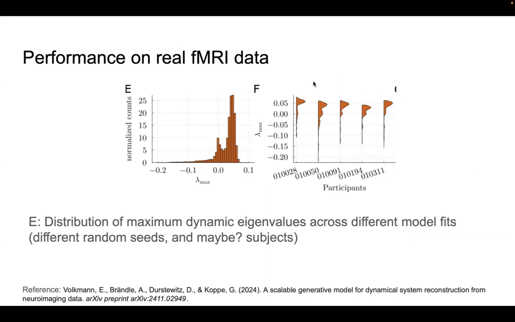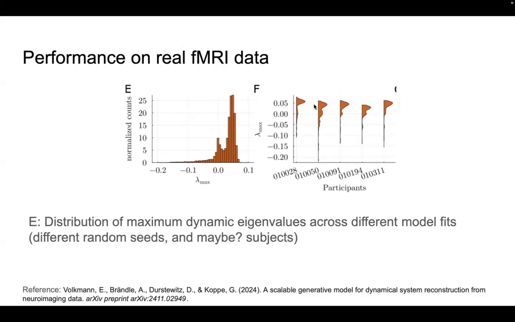But I think the most interesting figure from this whole paper, in my opinion, is this one, F. What they're doing here is showing the maximum eigenvalue of their dynamical system, and they're showing a distribution for each of these subjects. Although obviously there's overlap between the distributions, one interesting takeaway is that they are definitely different between different subjects.